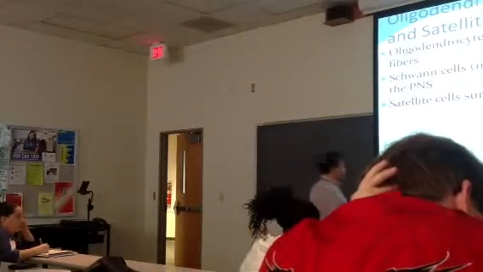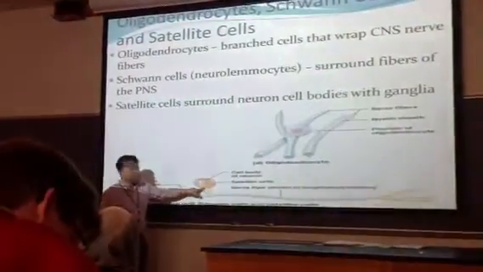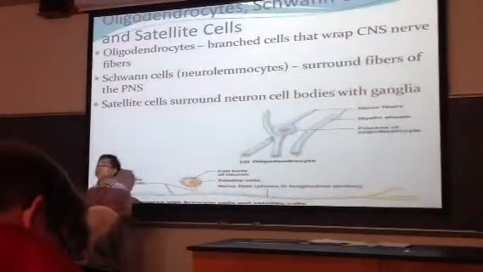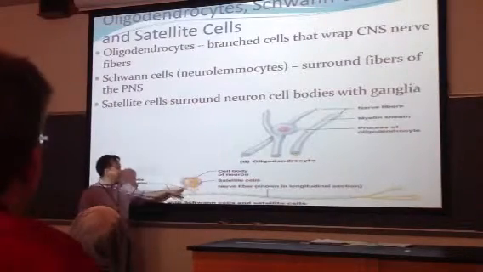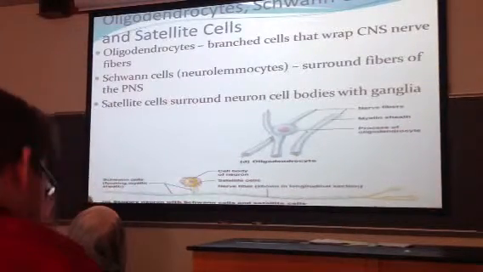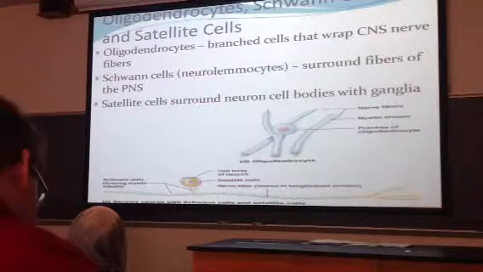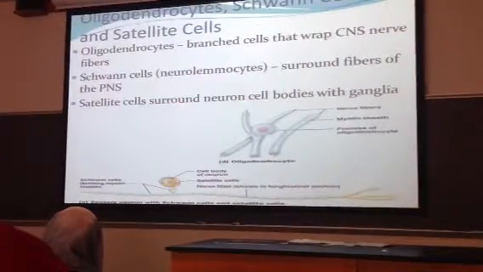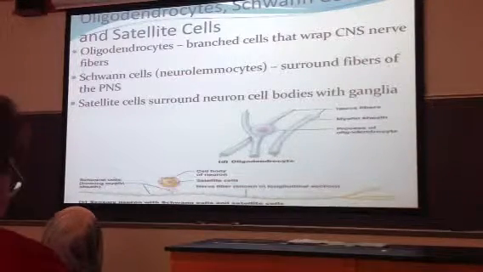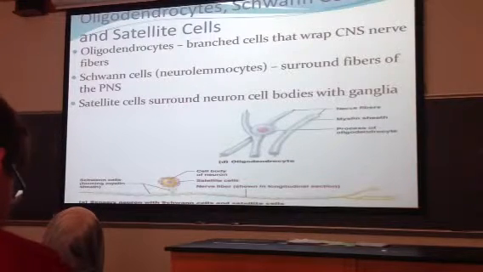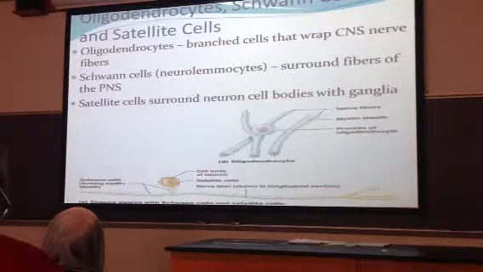Okay? And then this neuron found in the PNS is usually protected by small cells around it, and those are called satellite cells. That should conclude all the neuroglia cells that we have discussed, right? So when you study this, study the name, what function in general they do in the nervous tissue, and what system they belong to, CNS or PNS.